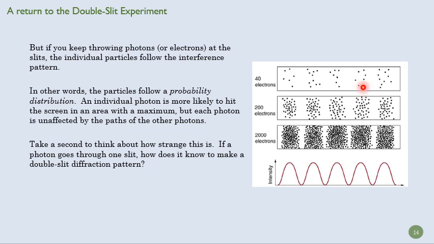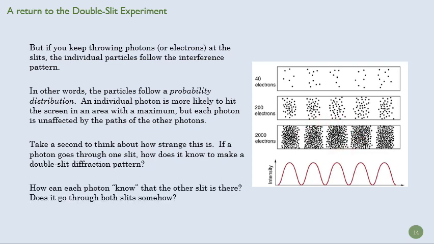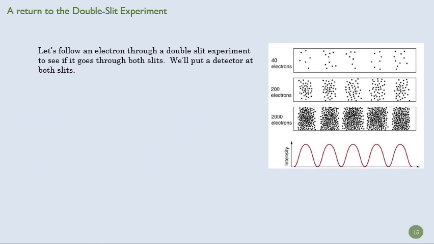How do these photons that are going through these diffraction gratings individually know that they're supposed to follow some kind of probability distribution? That's really odd. Does the photon somehow go through both slits and interfere with itself? How does it know if it goes through one slit, where the other slit is? It's a great mystery. So let's do some experimenting.